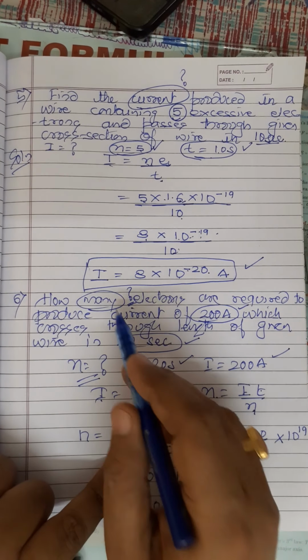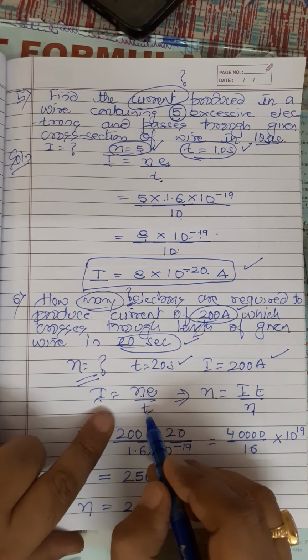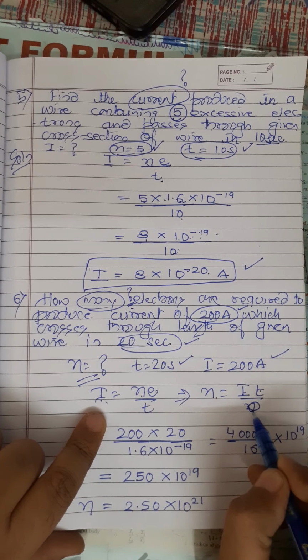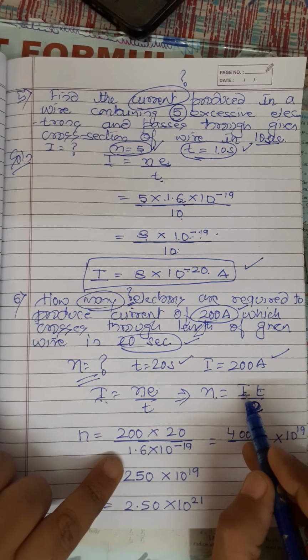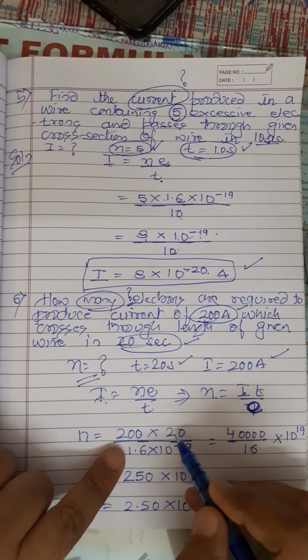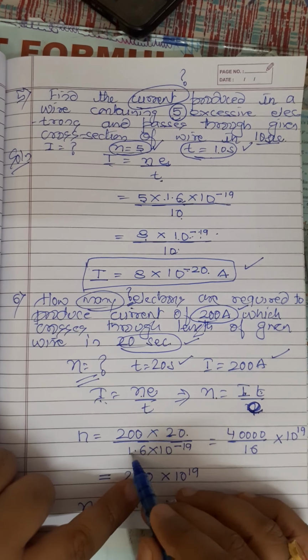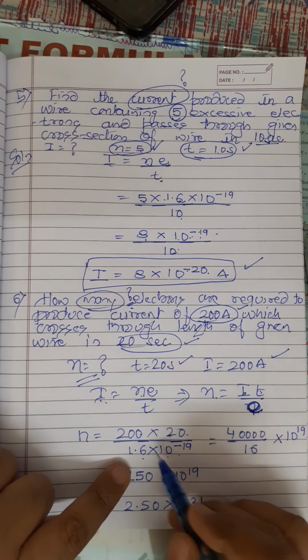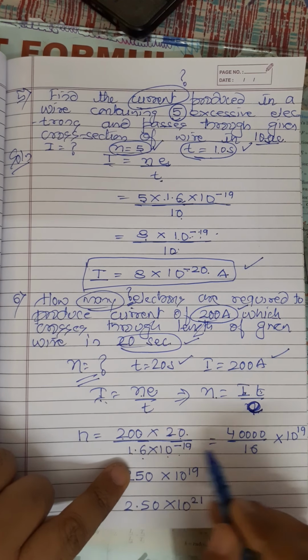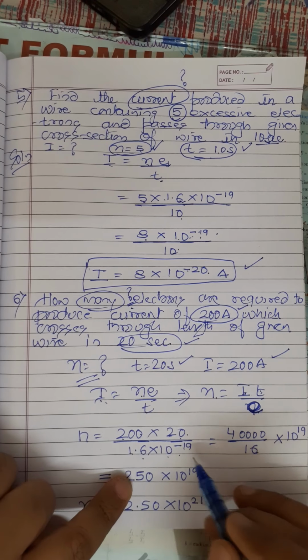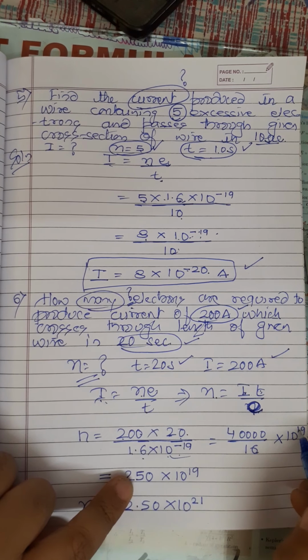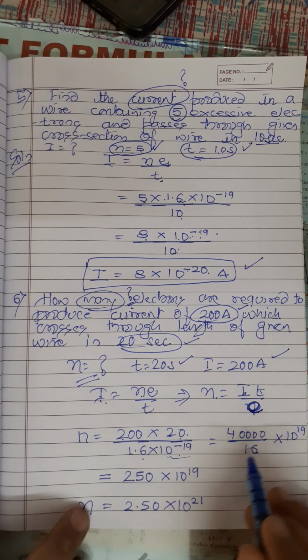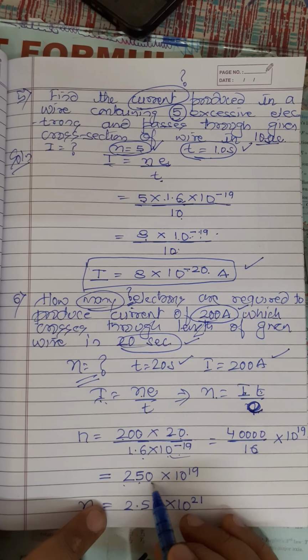Just look over here. We have to find number of electrons. So number of electrons is IT by E, where E is the charge on one electron. So putting up the values, I is 200, T is 20, and E is 1.6 10 power minus 19 coulombs. Dividing this 200 into 20 will become 40,000 by 16, 10 power minus 19 will become 10 power plus 19 in the numerator. And dividing these two, you will get 250 10 power 19.